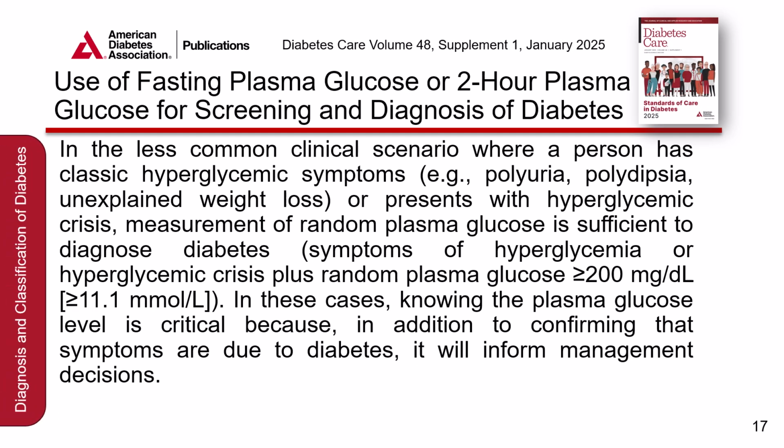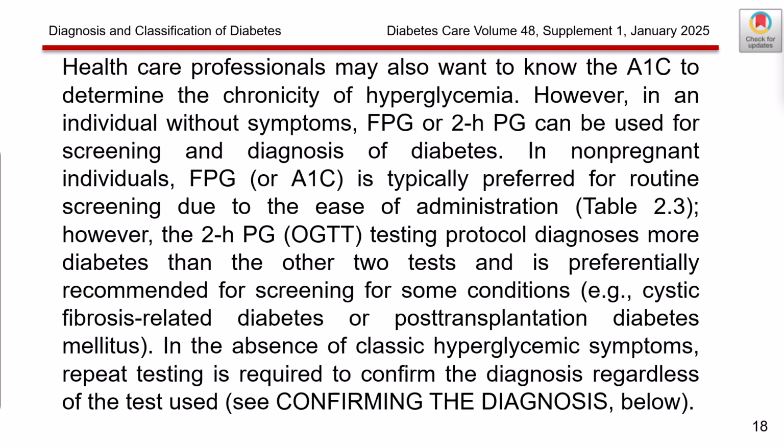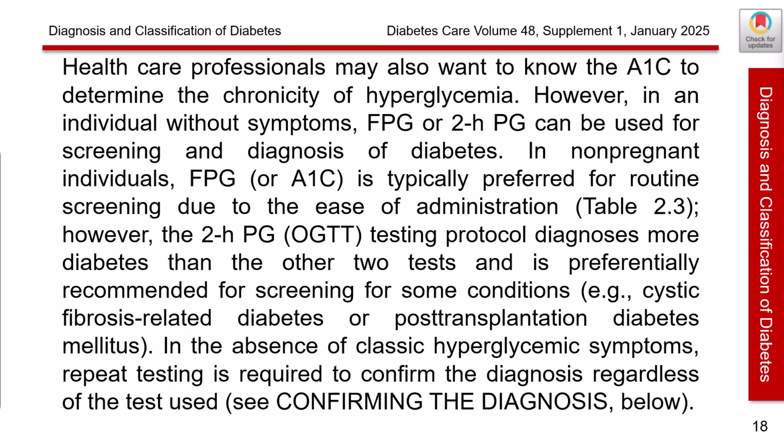Use of fasting plasma glucose or 2-hour plasma glucose for screening and diagnosis of diabetes. In the less common clinical scenario where a person has classic hyperglycemic symptoms, for example, polyuria, polydipsia, unexplained weight loss, or presents with hyperglycemic crisis, measurement of random plasma glucose is sufficient to diagnose diabetes. Symptoms of hyperglycemia or hyperglycemic crisis plus random plasma glucose greater than or equal to 200 milligrams per deciliter, greater than or equal to 11.1 millimoles per liter. In these cases, knowing the plasma glucose level is critical because, in addition to confirming that symptoms are due to diabetes, it will inform management decisions. Healthcare professionals may also want to know the glycated hemoglobin to determine the chronicity of hyperglycemia.